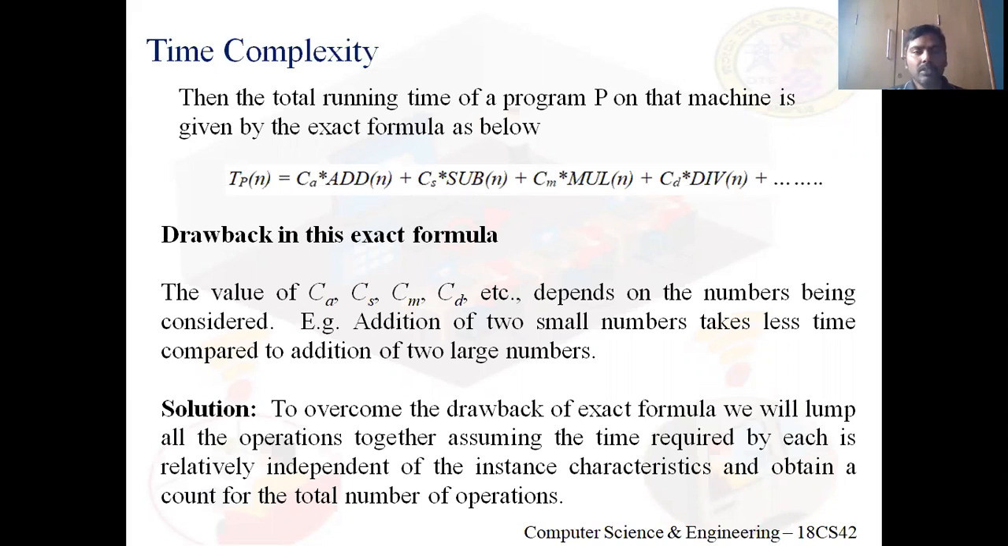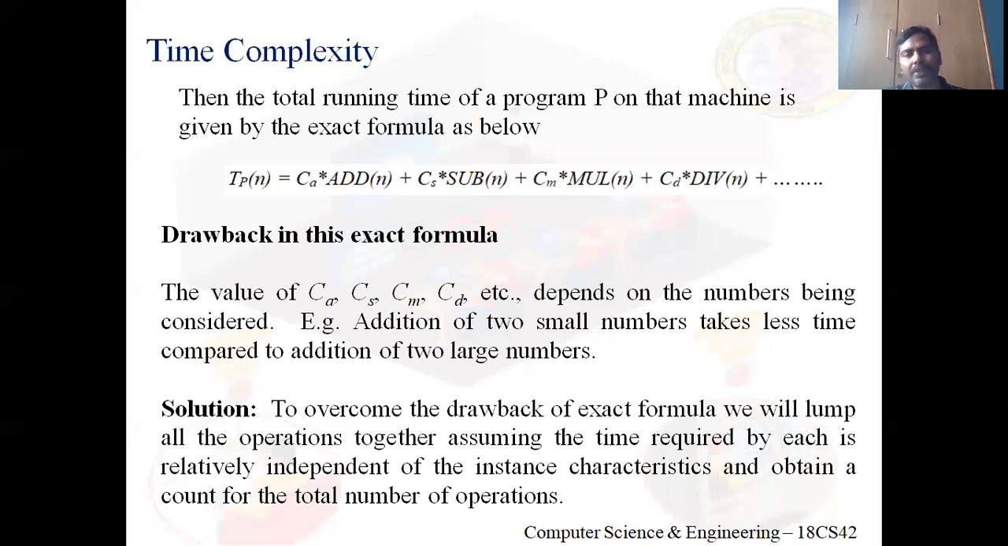Got it? So suppose I know the time for one addition, one subtraction, one multiplication, and one division. Then when I run on that particular machine, the time taken by the algorithm, that is TP of n, is nothing but CA into ADD of n plus CS into SUB of n plus CM into MUL of n plus CD into DIV of n. This is how we can compute the time taken by an algorithm.